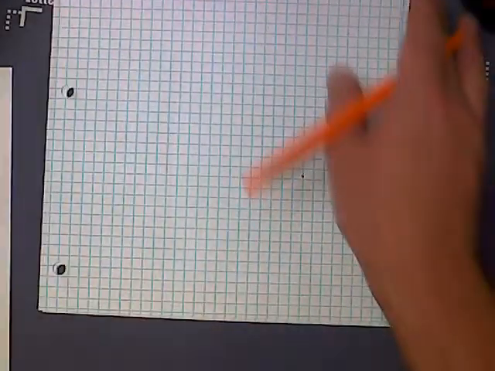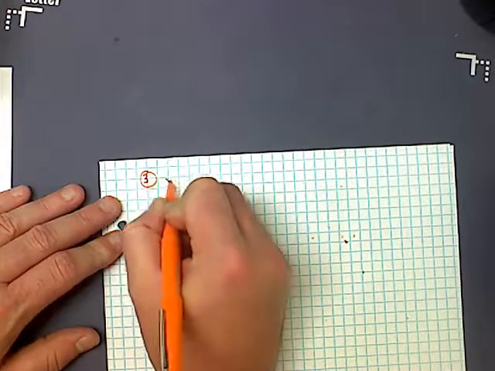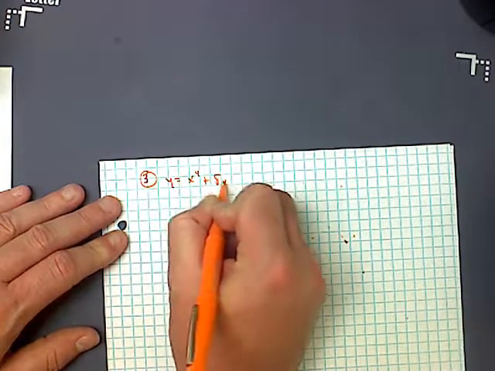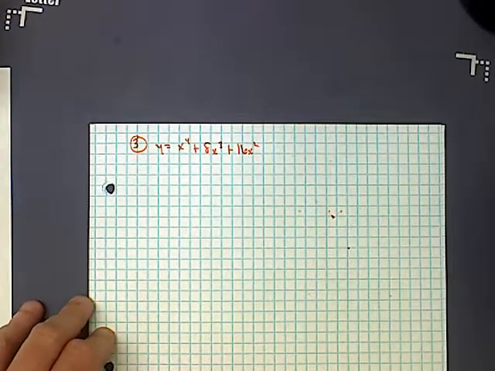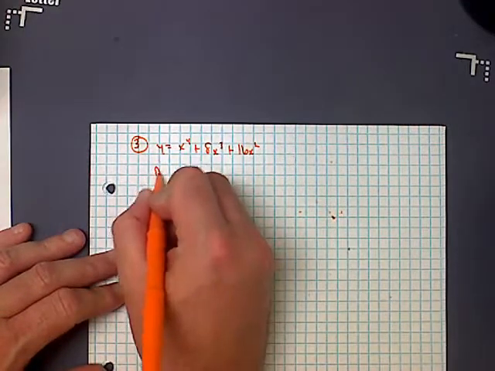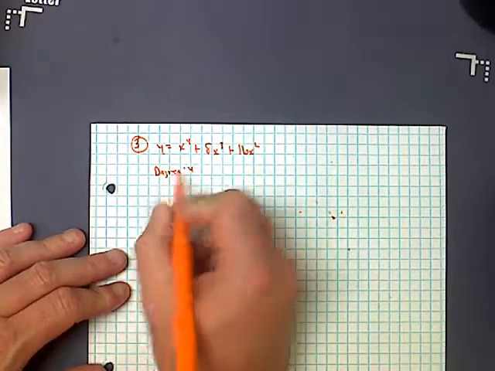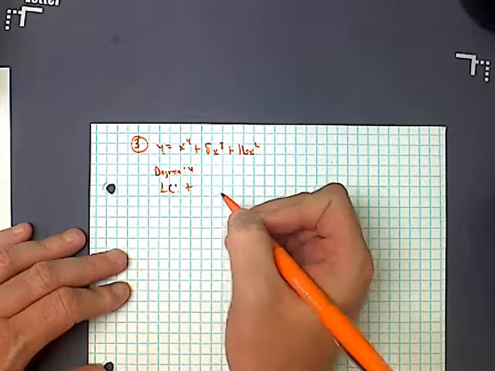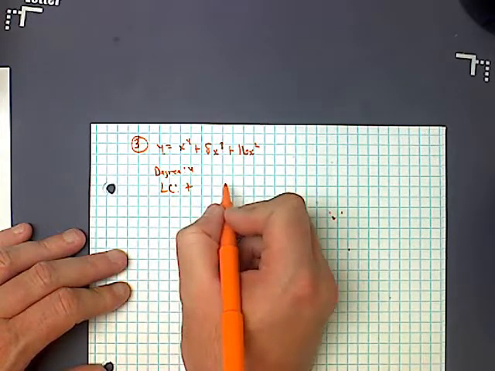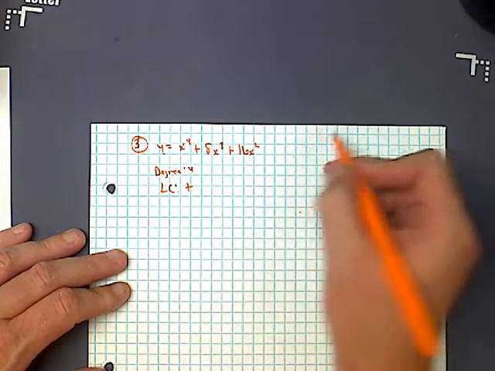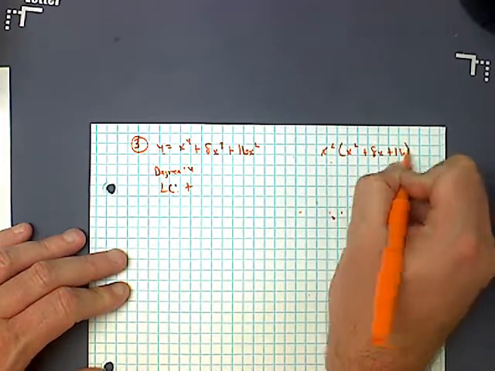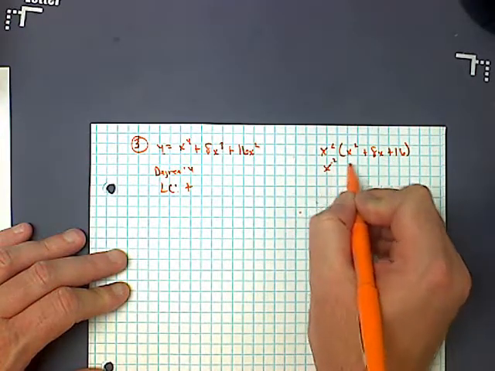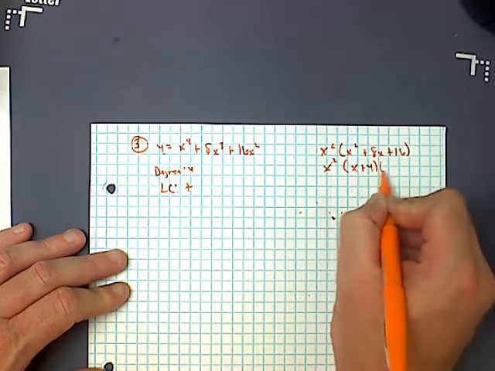Okay, one more example. This is in standard form. So degree 4, leading coefficient is positive. We need to put it in factored form in order to graph it easily. So I can take an x squared out. That's going to be x plus 4 times x plus 4.